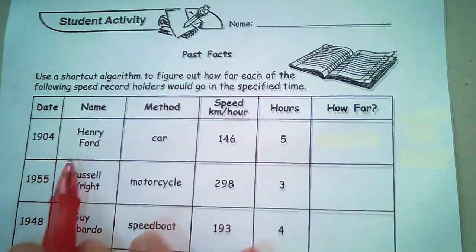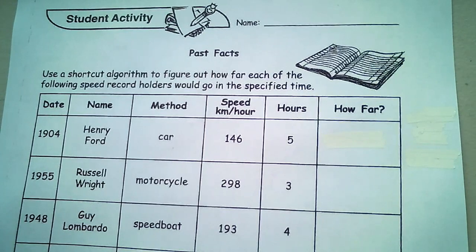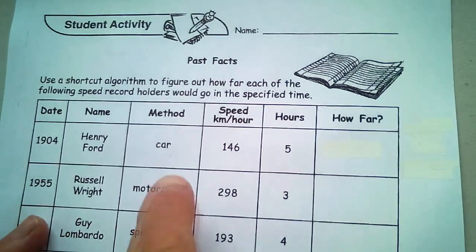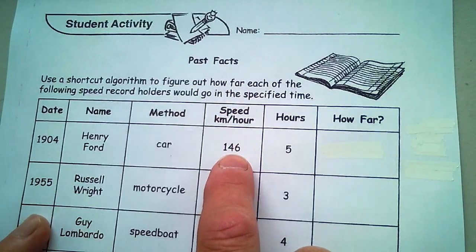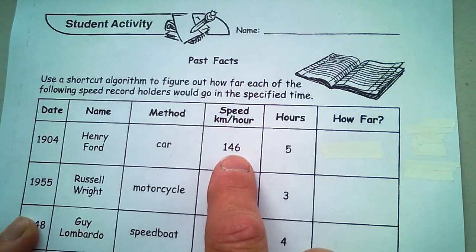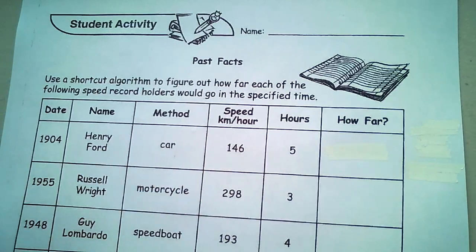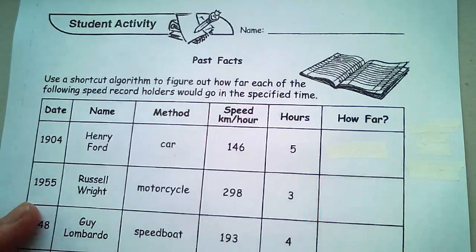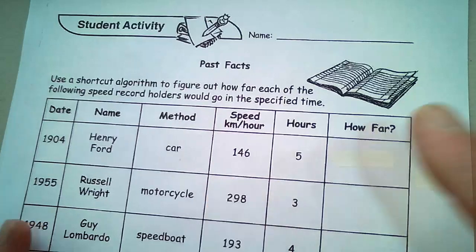So it says in 1904, Henry Ford, the maker of the Ford Motor Company, of Mustangs and all those neat cars, and they're still around today. He's not, but his car company definitely is. So he was traveling at 146 kilometers an hour, which is pretty outstanding when you think of the year 1904. That's before even the First World War, and to be going at that speed, I don't know how safe it was, but anyways, that's a pretty quick speed for a car even back then. But if he was able to maintain it for 5 hours, how far would he go?